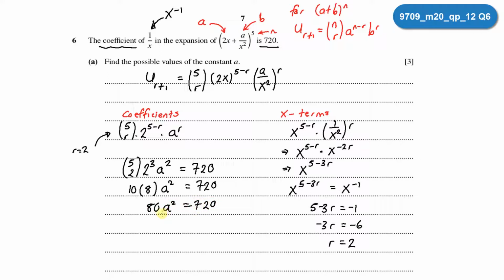So we can divide both sides by 80 to get a squared is equal to 9. And if we square root both sides, we get a coming out as plus or minus 3. So the two possible values of a are a is equal to plus 3 or a is equal to negative 3. And that's the answer for this question. We can scroll down to part B.